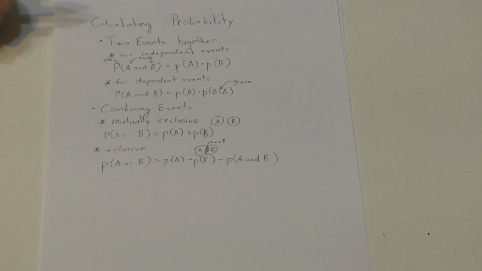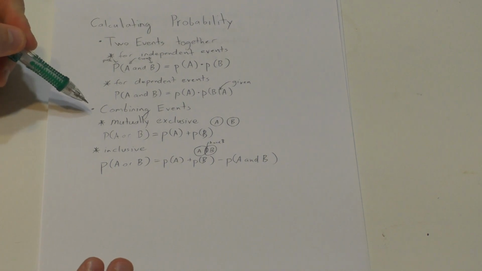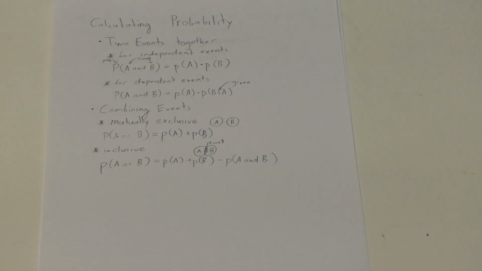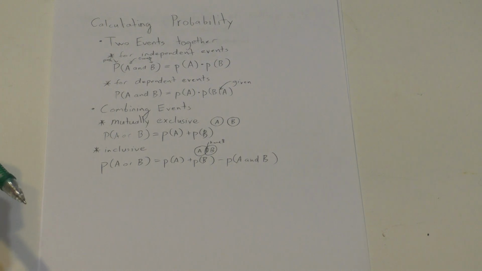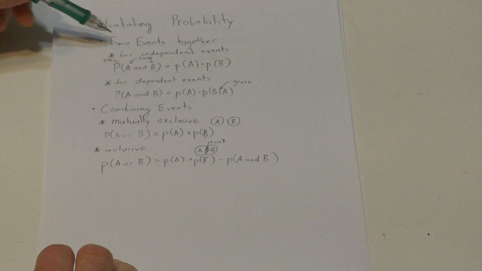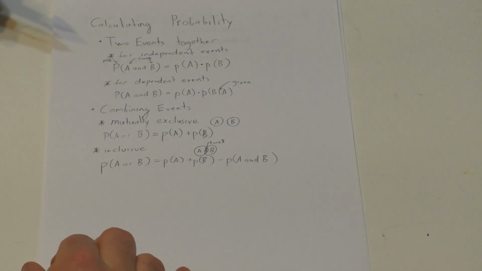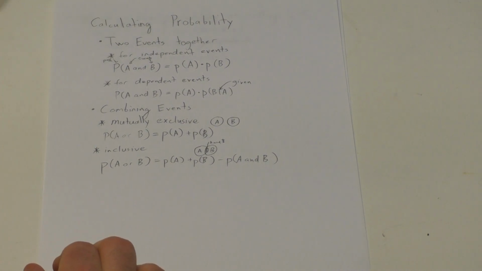I'm going to take you guys through a quick review of calculating probability. I'm going to take you through a few circumstances where you're going to have different formulas for calculating probability. First is if we have two events together, so an "and" problem, where two events happen, like A and B.